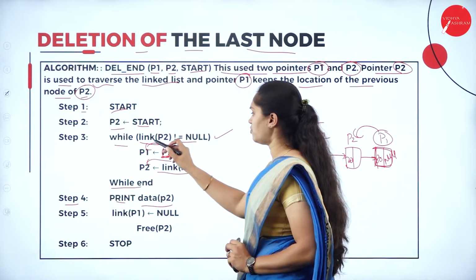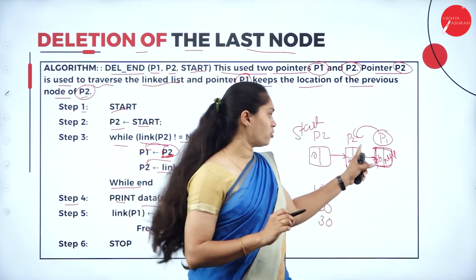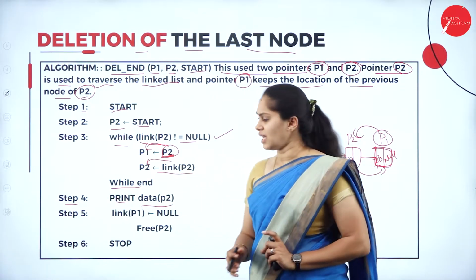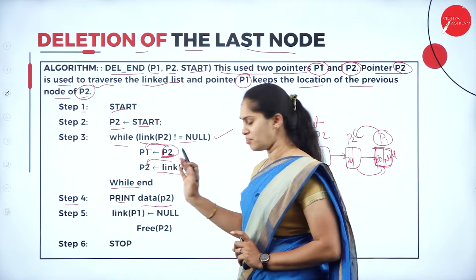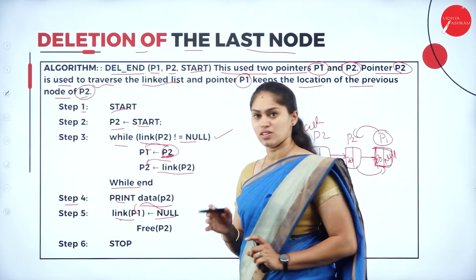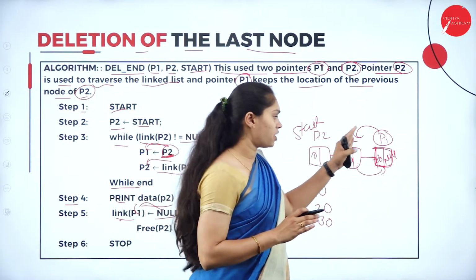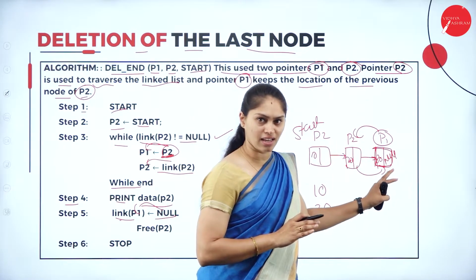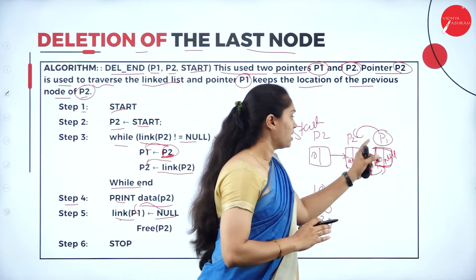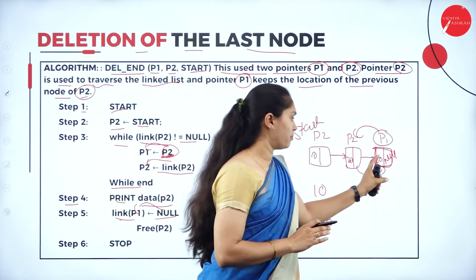So once it finds null, link of P2 becomes null. Once it has reached the last node, it will be null. After that, we are not going to print it. Then null is equal to link of P1. So if this P1 finds a link as null, when P2 comes to the last node, at that time this pointer location will be null.